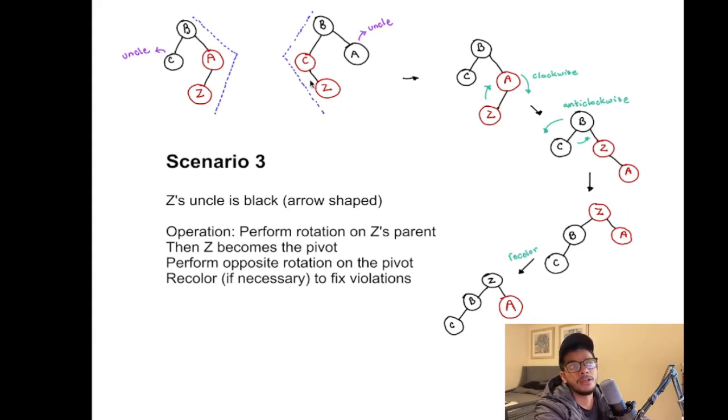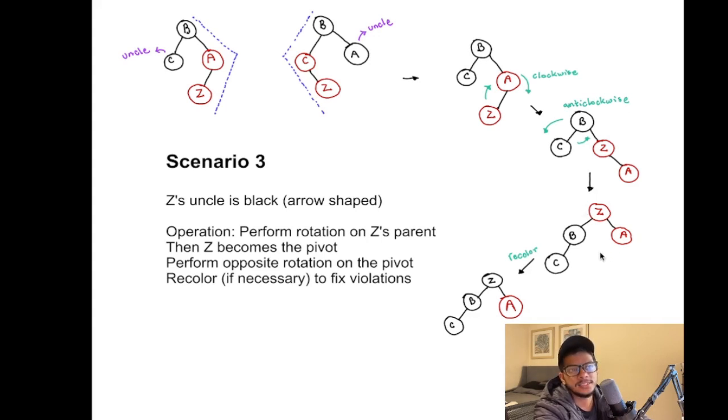If you have the opposite setup, then initially we're going to perform the anti-clockwise rotation on Z's parent, and then on Z's parent again, Z will become the pivot, and then we'll perform the opposite rotation. So if in the first step we perform an anti-clockwise rotation, in the second step we will perform a clockwise rotation. After that, that's not the end of the story. Maybe what we're going to see is that we have already resolved all the violations, or maybe we end up creating more violations.